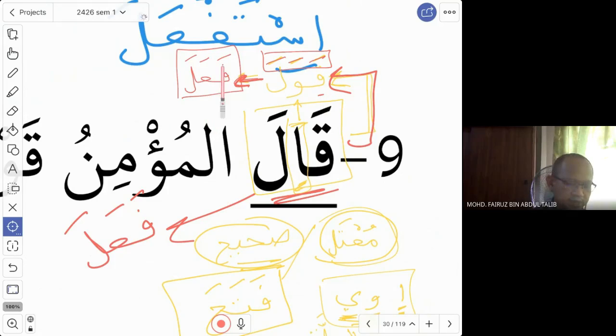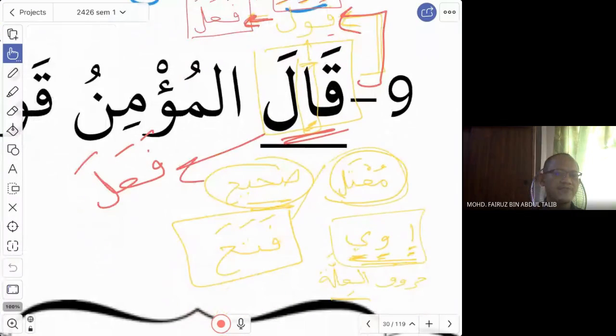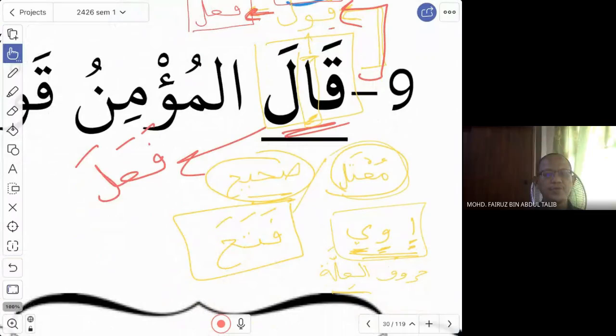So for this kind of fi'il, we just memorize. We will try not to include this kind of fi'il in the exam, so we will only focus on the fi'il sahih, the true fi'il without any problem. But in case sometimes they do include fi'il mu'tal like this, you just memorize: qala, the wazan is fa'ala.